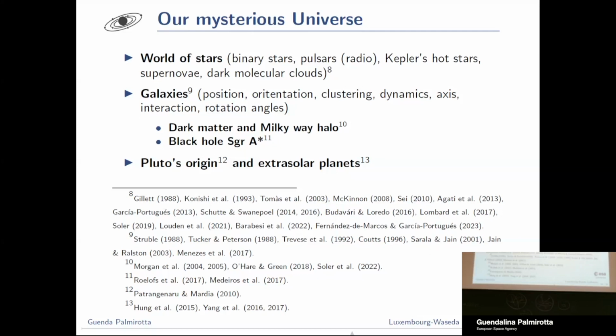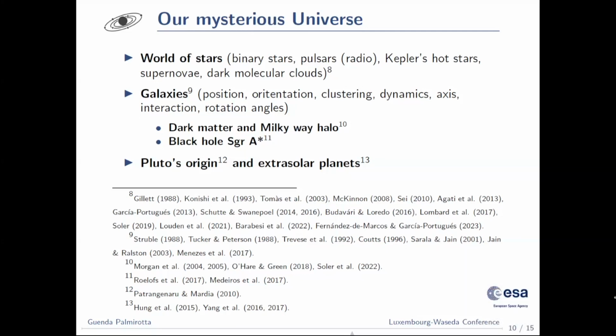For example, Marder et al. used direction statistic to understand Pluto. Pluto is no longer a planet of our solar system, so the origin of this planet Pluto. And then also extrasolar planets, or exoplanets, can also use direction statistic to understand these problems.